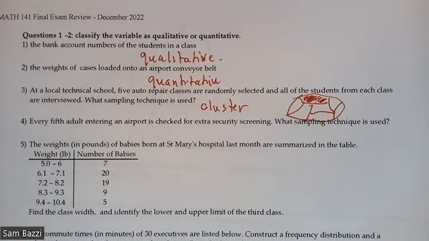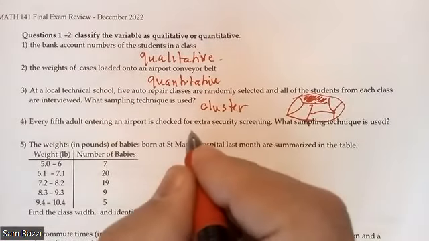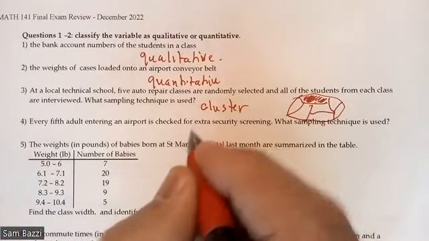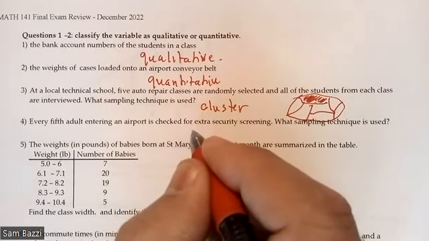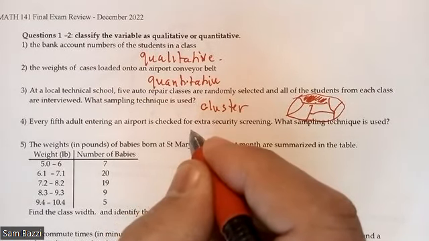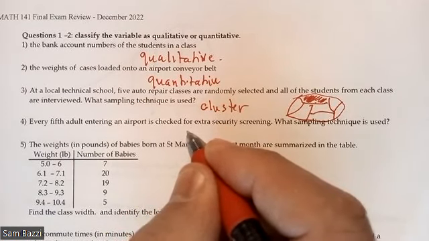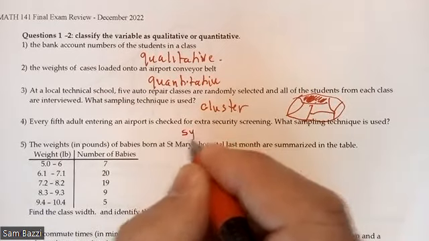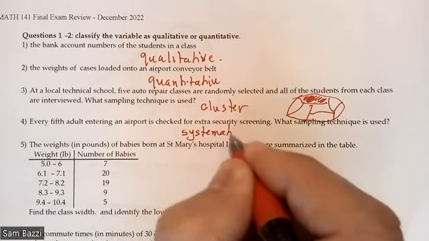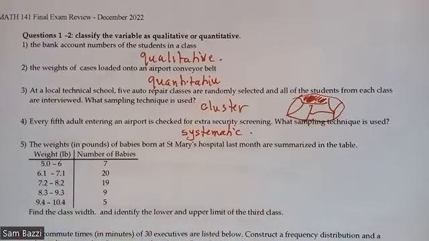Number 4, every 5th adult entering an airport is checked for extra security screening. What sampling technique is this? When you create a system, guys, and say I want to interview or survey every 5th, every 4th, what do we call this one? Does anyone know? It's not a cluster. It's not stratified. This is not a simple random sample because you're selecting every 5th. So you're creating a system. So this is called the systematic sampling technique.